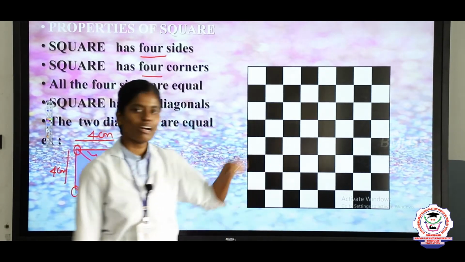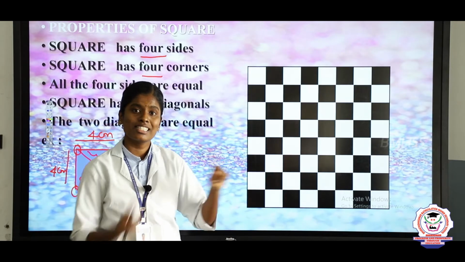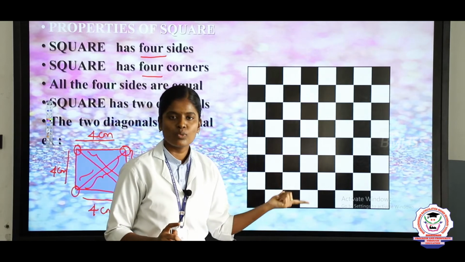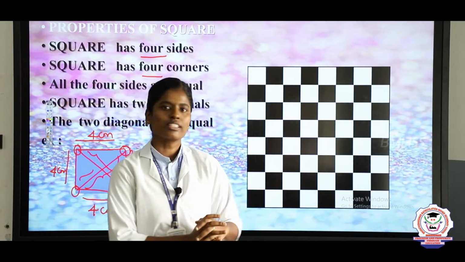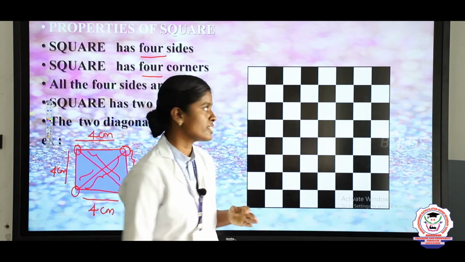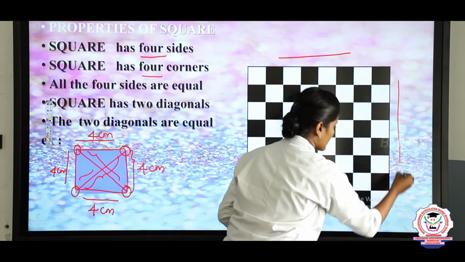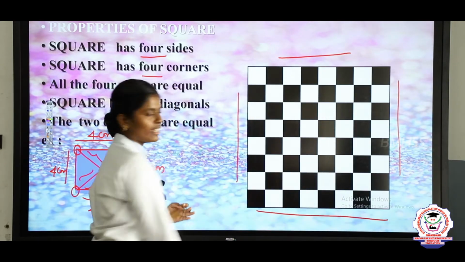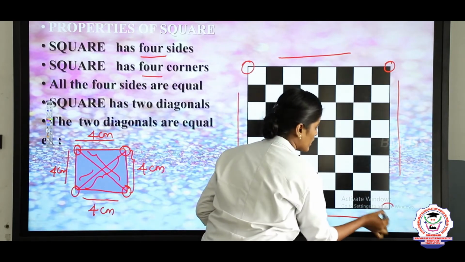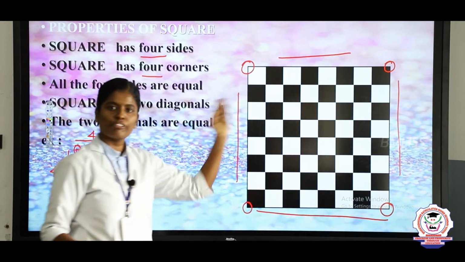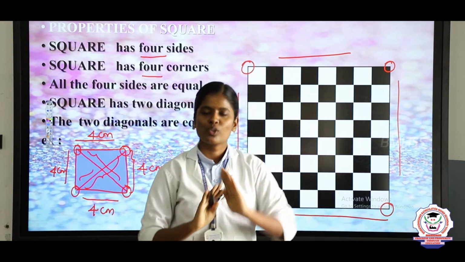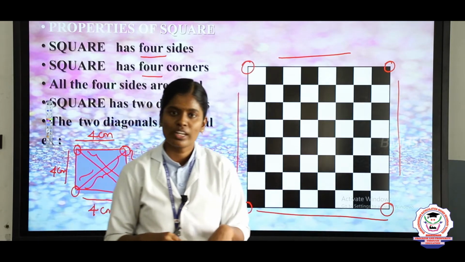Listen my children, here we have one example. This is a chessboard. What shape is this? This one is square shape. So what are the properties of square? Square has 4 sides and 4 corners. 1, 2, 3, 4. Square has 4 sides and 4 corners. What is our third point? All the sides of the square are equal.